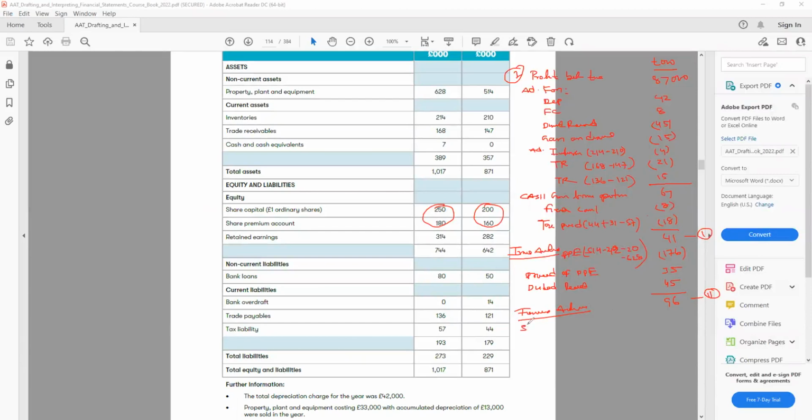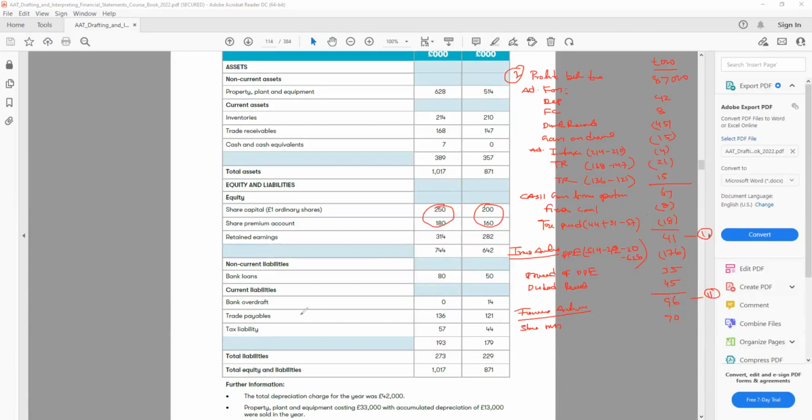So share issue. If it is increased, that means I issued more shares, which means more money coming to the business. Last year it was only 360. Now it is 250 plus 180. So I issued more shares. That's why more money came to the business. So it will be an inflow, money is coming.